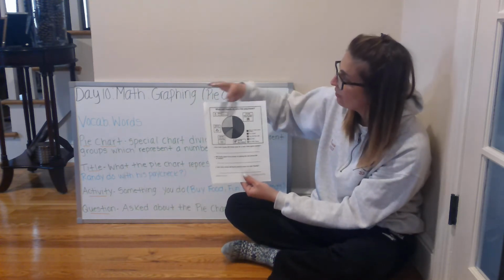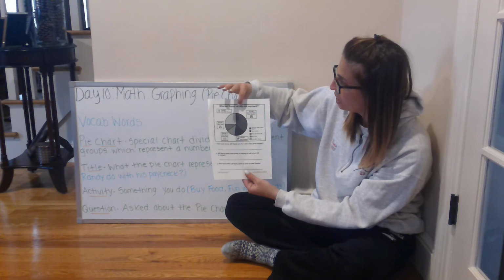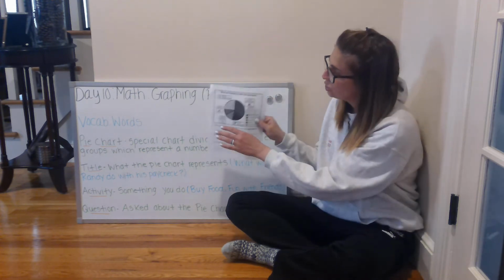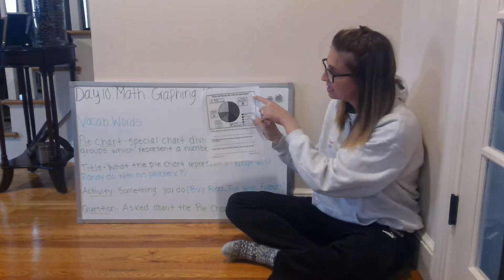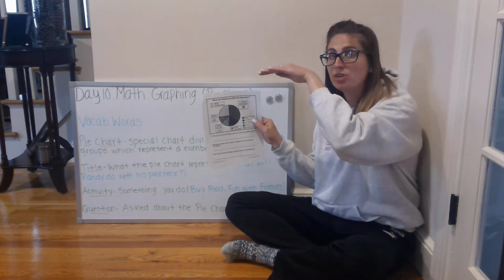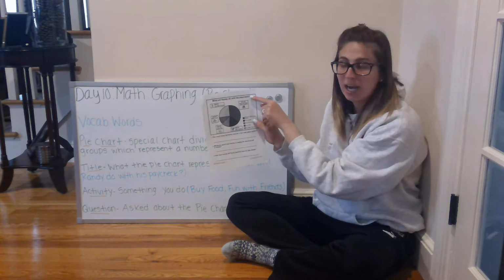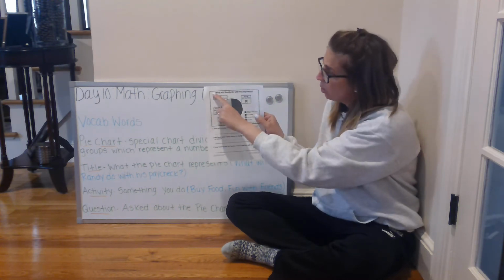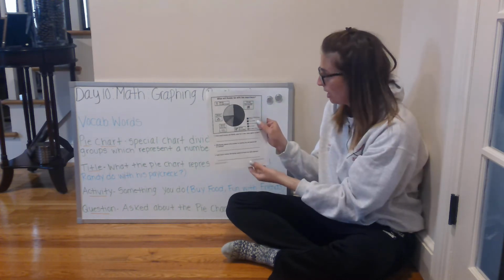So the title of our pie chart is What Will Randy Do With His Paycheck? And as you see, the title is found at the top. So just like in reading, the title is at the top of our reading. So it's at the top of our pie chart here. That is the title. What will Randy do with his paycheck?